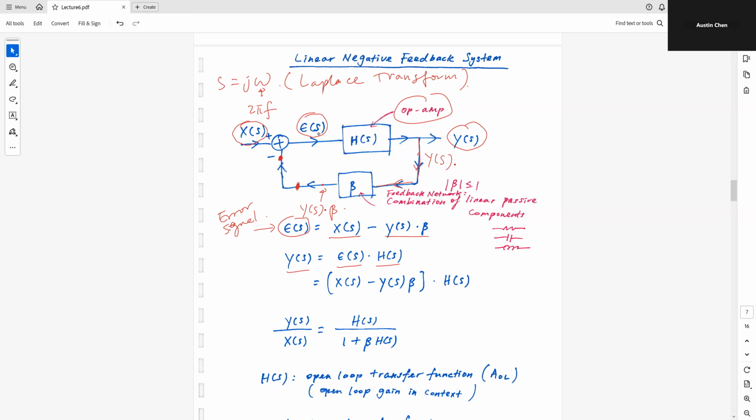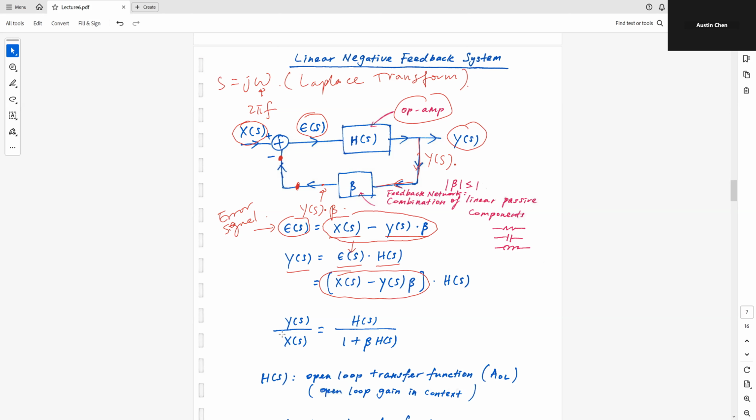But what is epsilon of s? Well, from our last step here, we know that epsilon of s is nothing but x of s minus y of s times beta. So that's this term over here. These two are the same. Simply just replacing this epsilon of s, the error signal, by this term, x of s minus y of s times beta, times h of s.